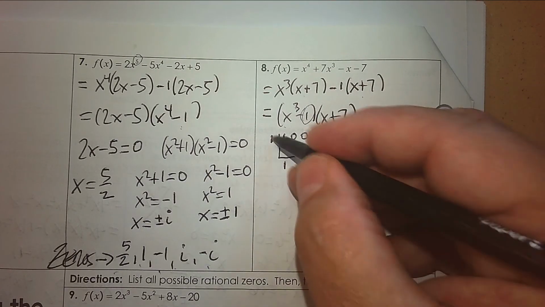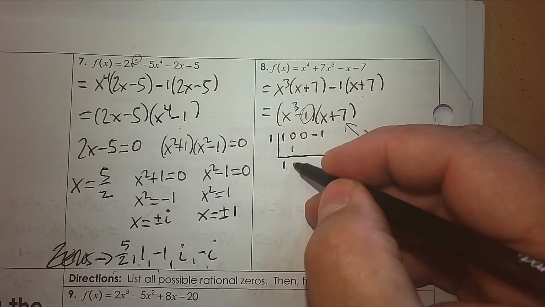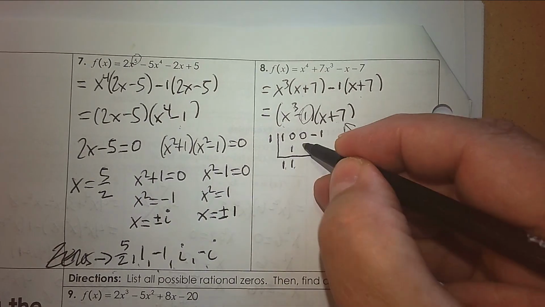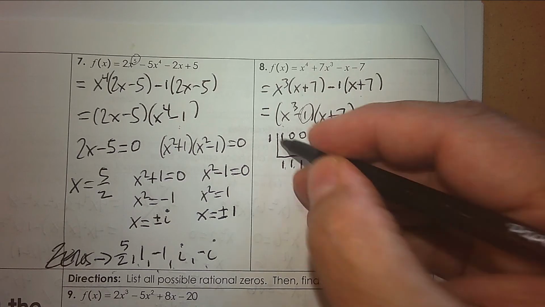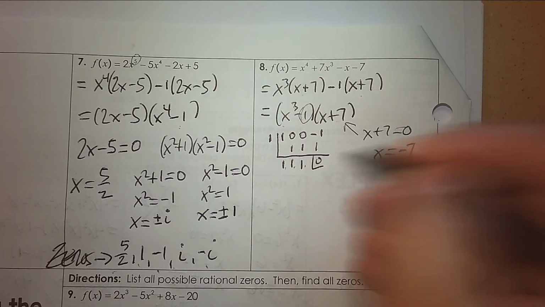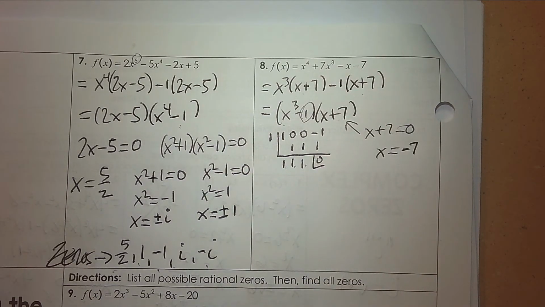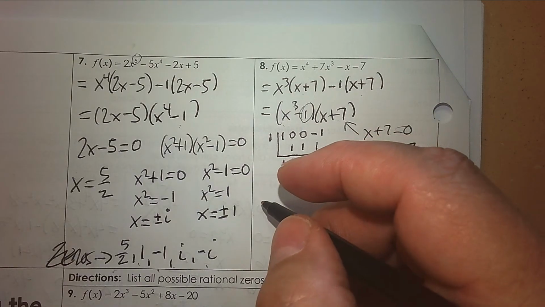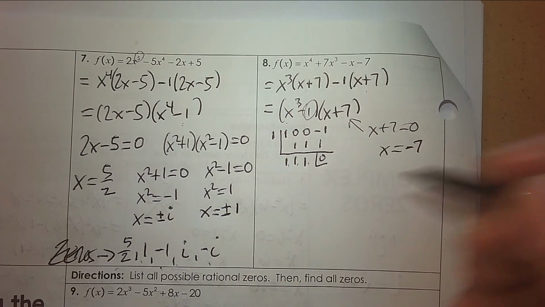So 1 times 1 is 1, add 1. 1 times 1 is 1, add. A lot of 1s, isn't it? And there's a remainder of 0. So what I'm left with, Thomas is going to help me. What am I left with?